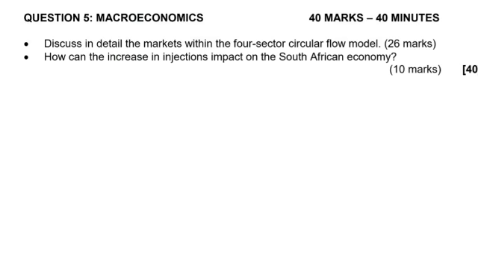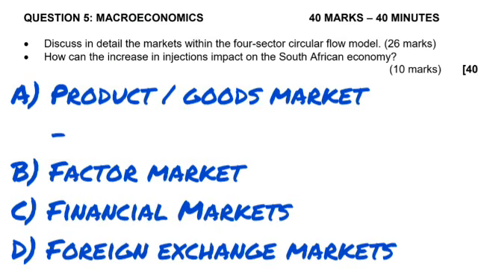For the subheadings, you are going to list the markets that you can find in a 4-sector market. By 4-sector, we mean a market that has 4 participants, meaning households, businesses, the state, and the foreign sector. So what are going to be the markets if those are the participants? The first one, you're going to have the product or the goods market.